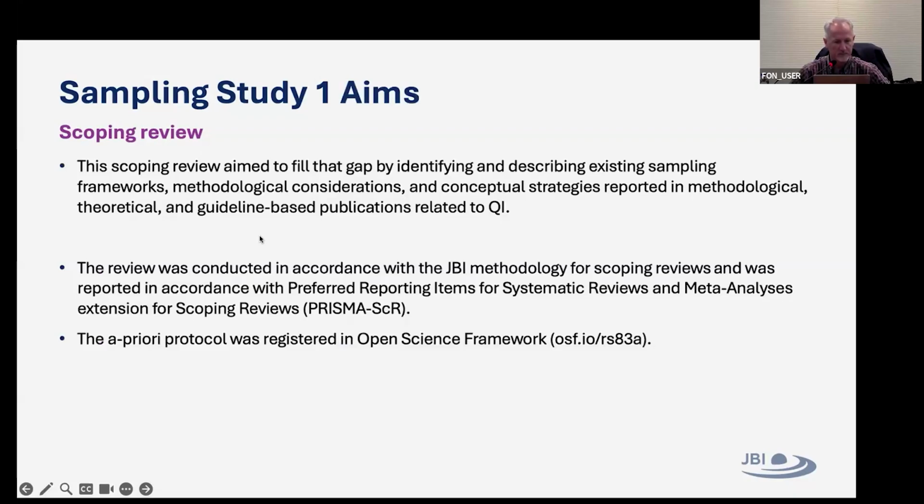We looked at our core aims. Our core aim was to try and fill a gap in knowledge because there's not good knowledge on identifying and describing existing sampling frameworks as it relates to EBP and QI. We followed the fundamental guidelines from the JBI Evidence Synthesis Handbook for Methodology. And we put a priori protocol together and published that on Open Science Framework.